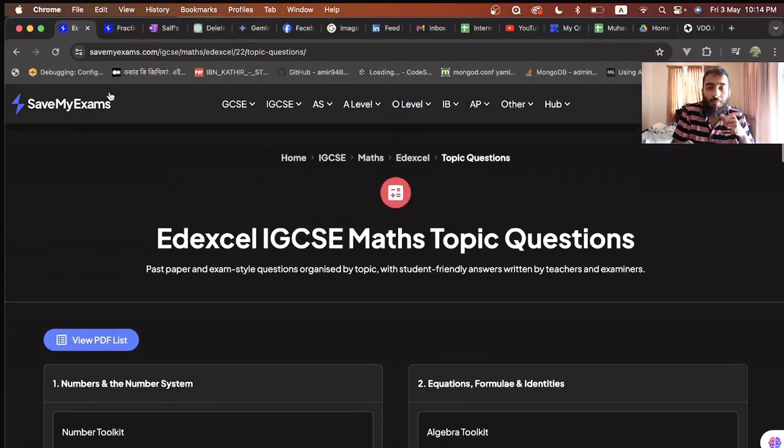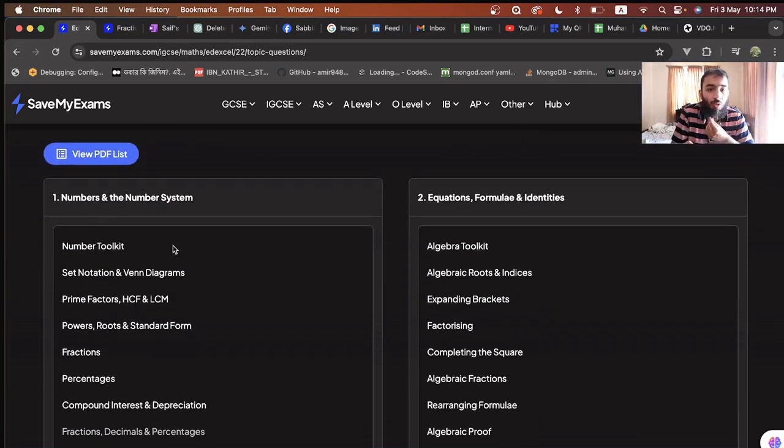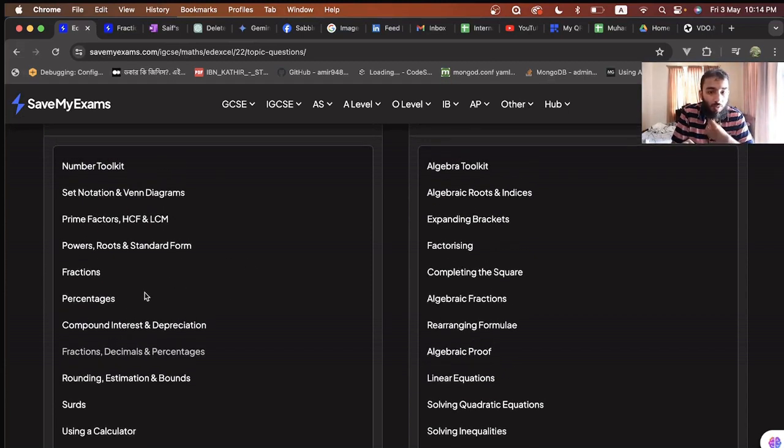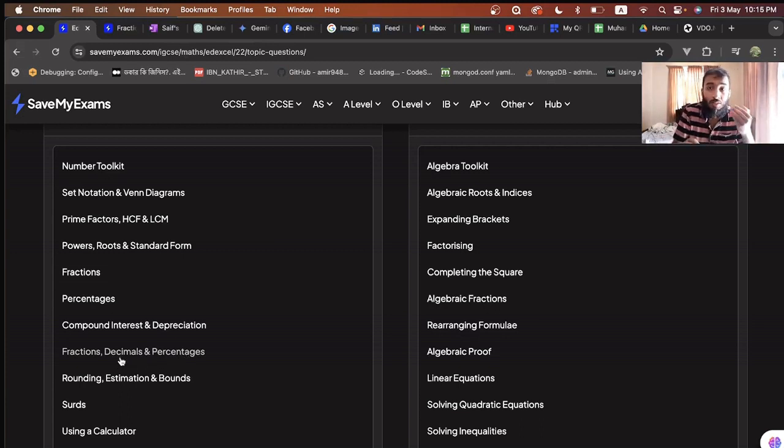If you go to the Save My Exams platform and go to the topic questions, home, IGCSE, maths, Excel topic questions, and go to the first topic, number and number system, and this topic, which is fractions, decimals, and percentages. So we already discussed fractions and percentages individually. So in this topic, there will be a combination of fractions, percentages, and also decimals. So there will be a combination of different concepts in these problems.